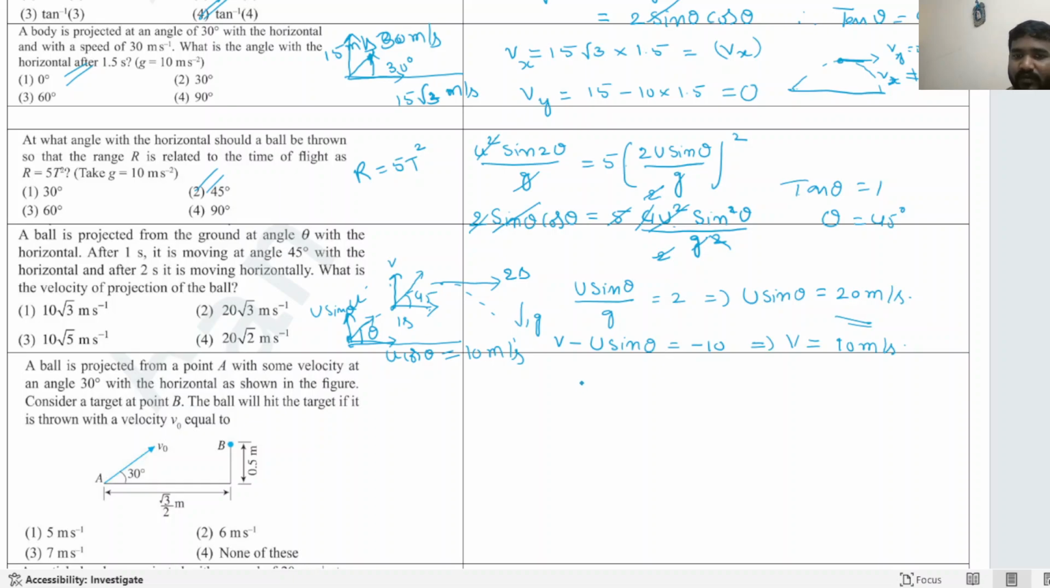So hence your initial velocity u is equal to under root 20 square plus 10 square. Then you get 10 times root 5. Then option C is the correct answer for this question.